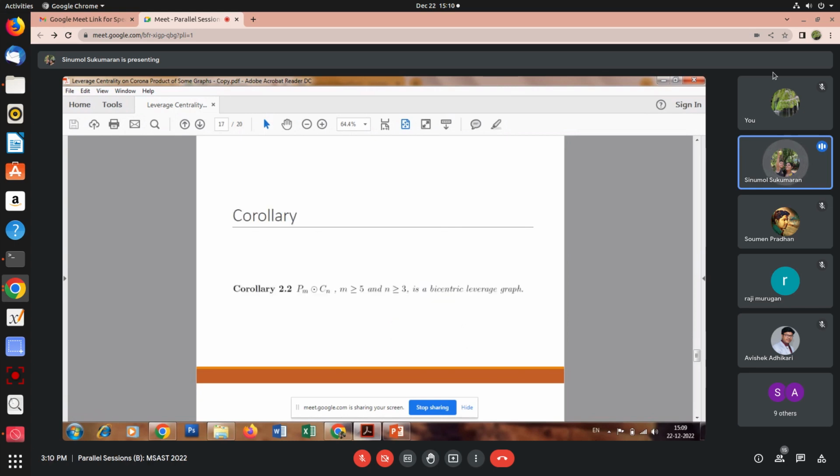This is the corollary. In PM composition Cn, m greater than or equal to 5 and n greater than or equal to 3, this is a bicentric leverage graph. And this is the conclusion. The leverage centrality analysis of some graphs on corona product is done. In each case, the leverage type and the number of distinct leverage centralities are also identified. These are my references, and that's all about my presentation.